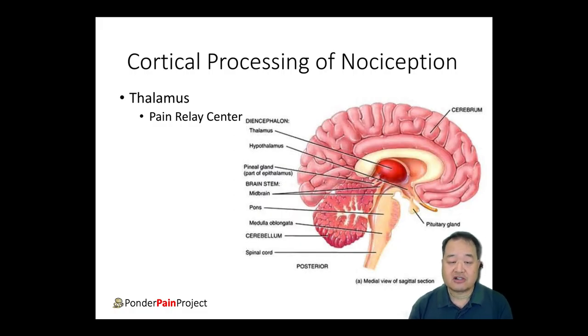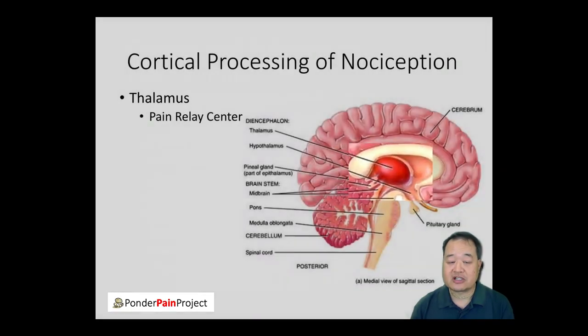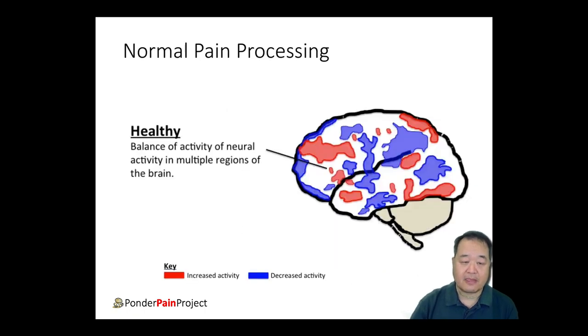So, the cortical processing of nociception: realize that whether it goes directly to the brain or routes through subcortical structures like the periaqueductal gray and the reticular formation, eventually it's all routed up through a structure in the brain called the thalamus. At this point, we know that the thalamus functions primarily as a relay center. It's kind of like Grand Central Station. It takes the information and then figures out where it wants to send it.